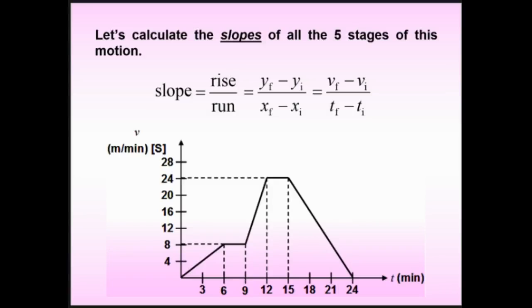How many line segments do I have? How many line segments? 5. 1, 2, 3, 4, 5. Again, two of them must have positive slope, the first one and the third one. Two of them must have zero slope, the second and the fourth. And the very last one decelerates, which means, as far as velocity is concerned, it has a negative slope.